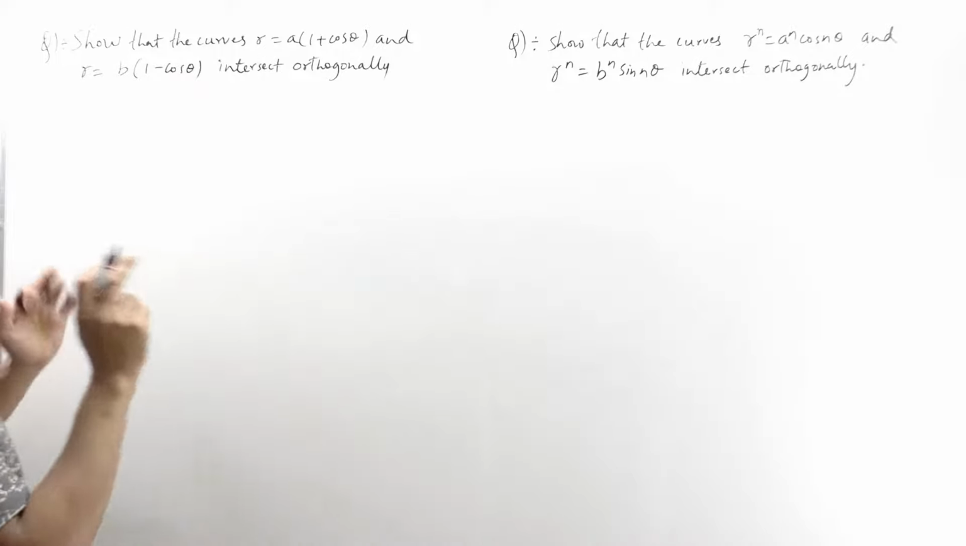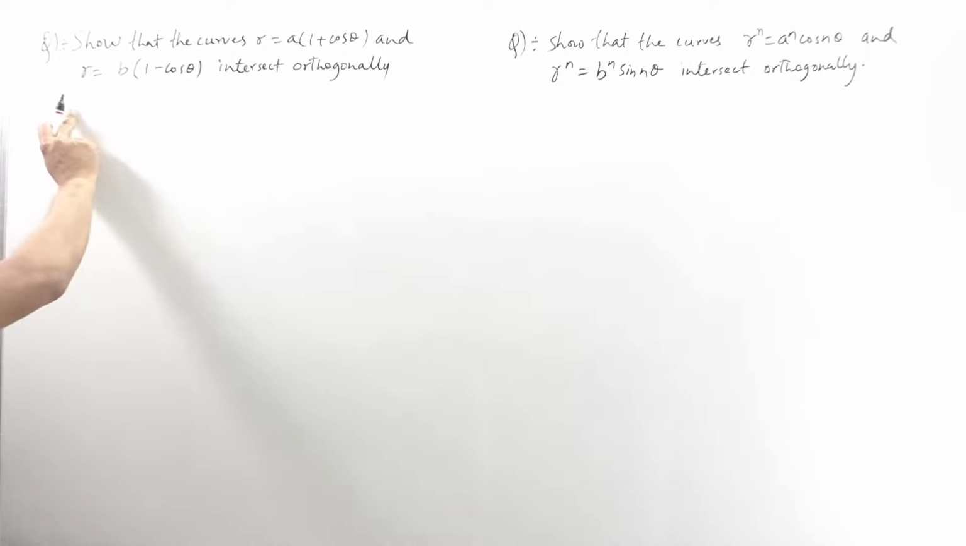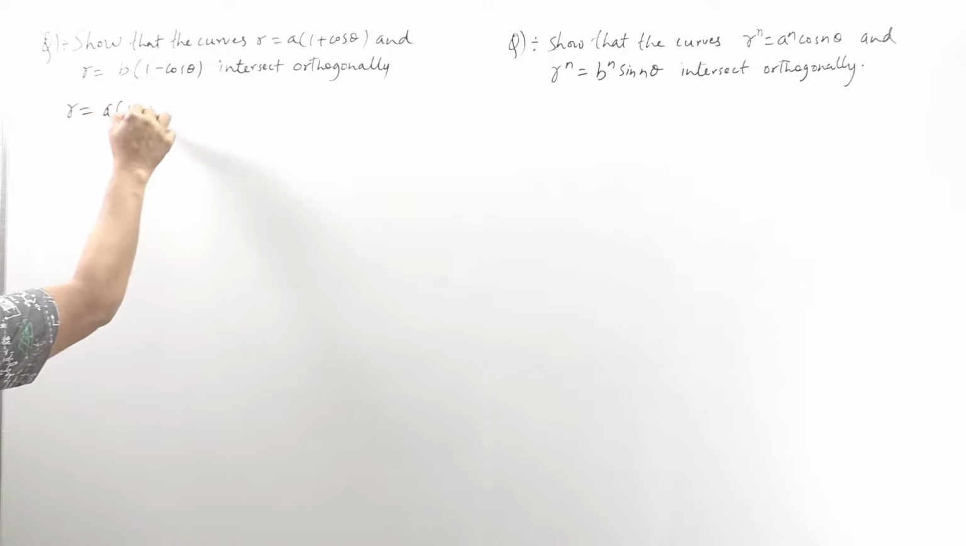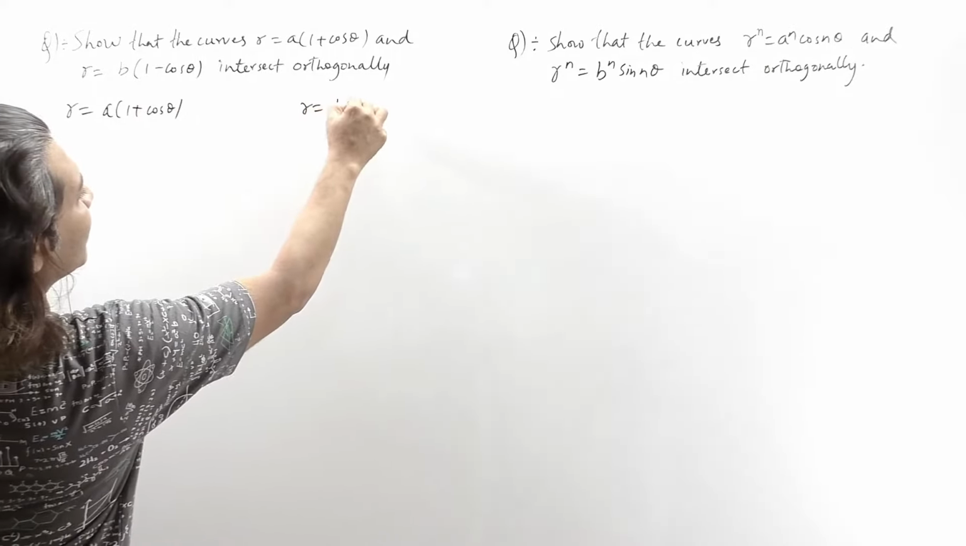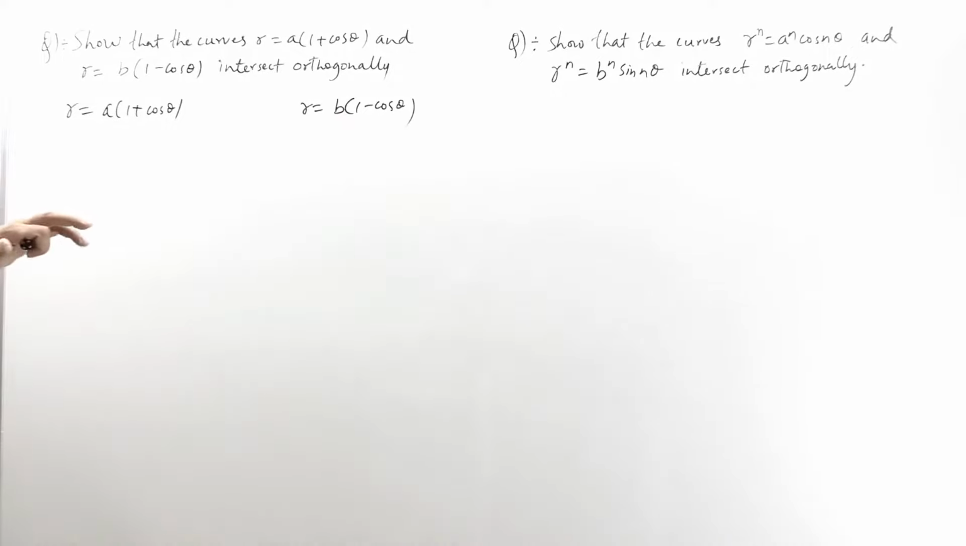As I told you, there are two curves given here. I write down the curves here: r is equal to a into 1 plus cos theta and r is equal to b into 1 minus cos theta. Now we do the same technique here: apply log on both sides.